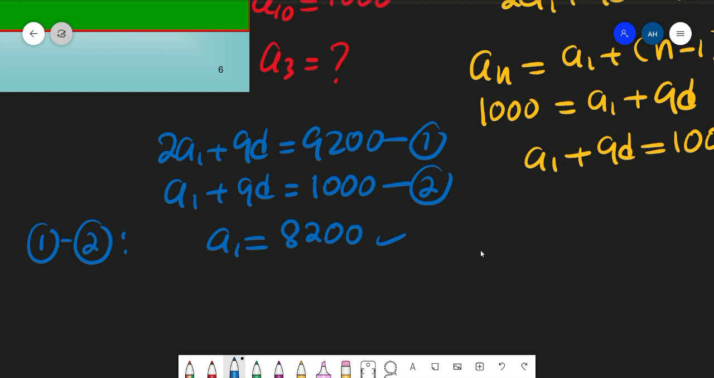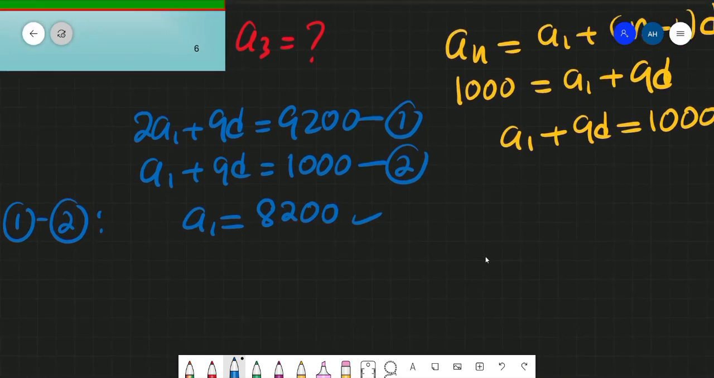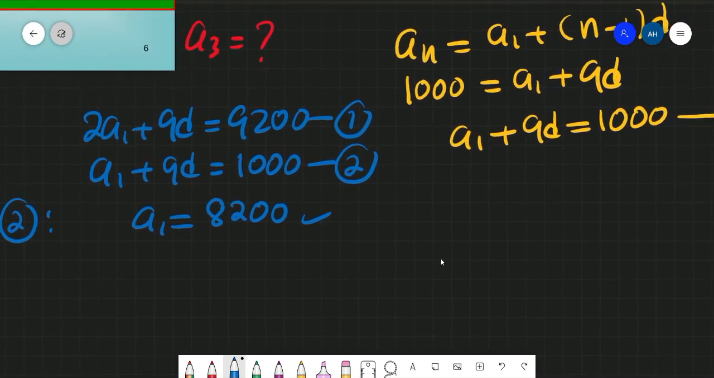What that means is, the highest salesperson will get how much bonus? 8,200 ringgit. That's for the top one, the highest paid bonus, 8,200 ringgit. But maybe we need to find also d. After we find a1, we find d.